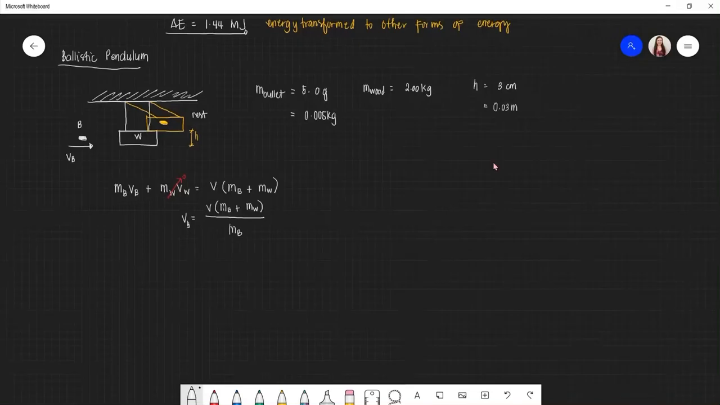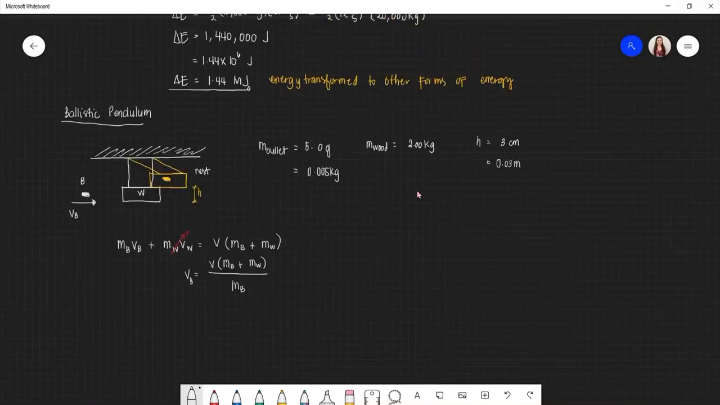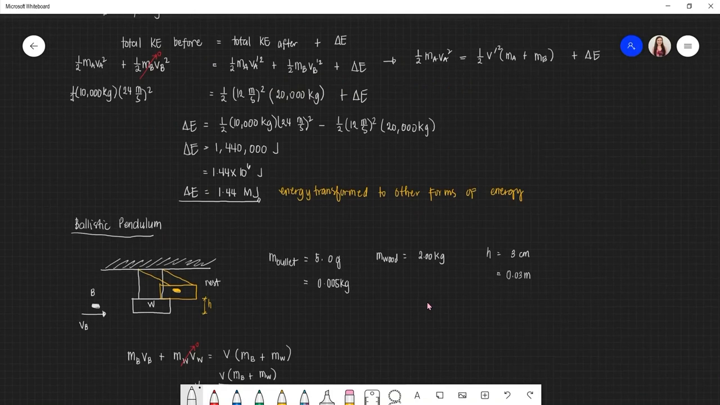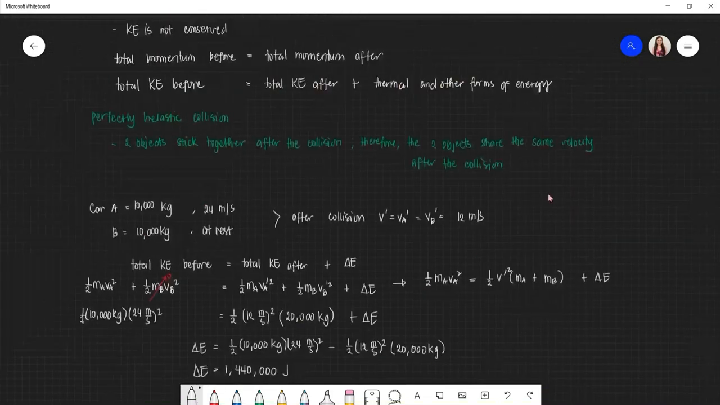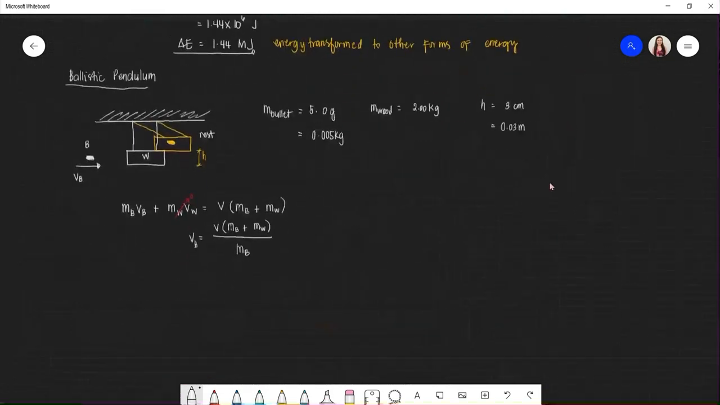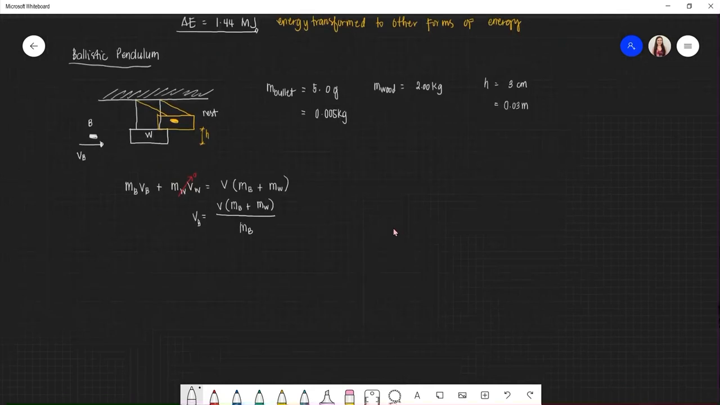Okay, so one application of this totally or perfectly inelastic collision is that of a ballistic pendulum. So what is this ballistic pendulum? This ballistic pendulum is a device that is used to measure the speed of a projectile. So in this case, let this projectile be a bullet.